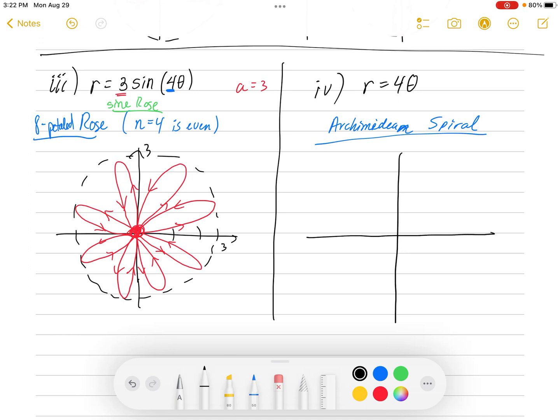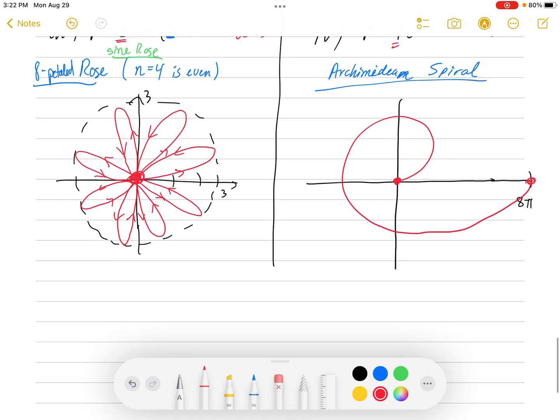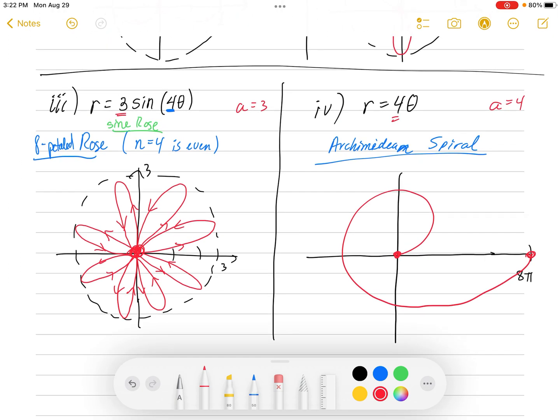So here you have an A of 4, right? This is your A. So the thing you have to remember on this one is you have to take 4 times 2 pi out here. 4, which is A, 4 times 2 pi is 8 pi. That's where you're going to end up. You're going to start here at the origin, and you're just going to kind of twist out until you get there. And that's probably not the most accurate. Let me try that again. Something like that. Okay. Archimedean spiral. There are the arrows.